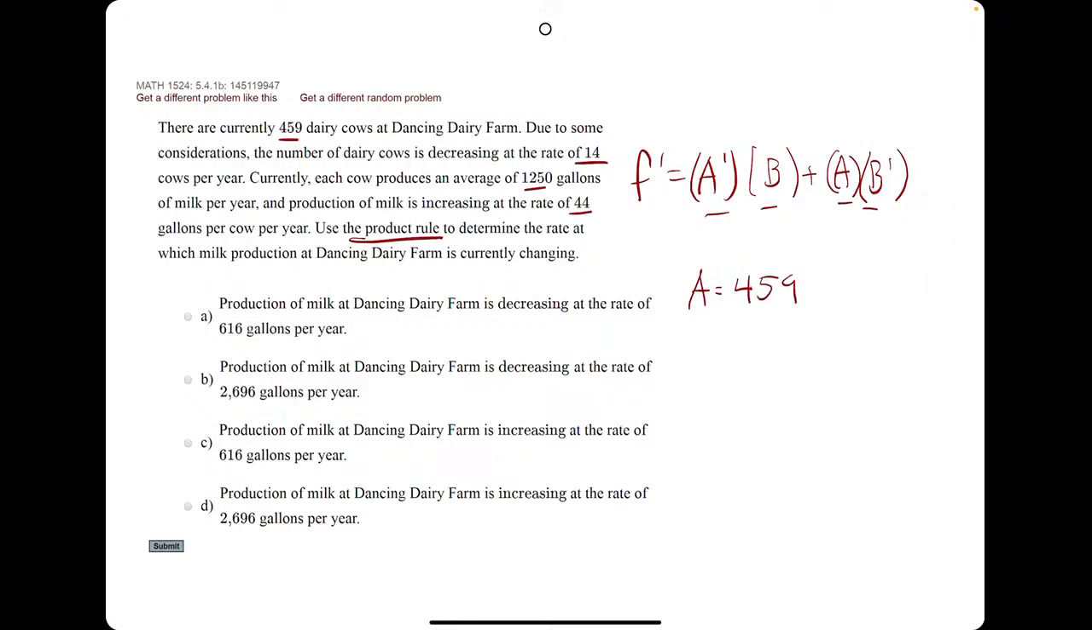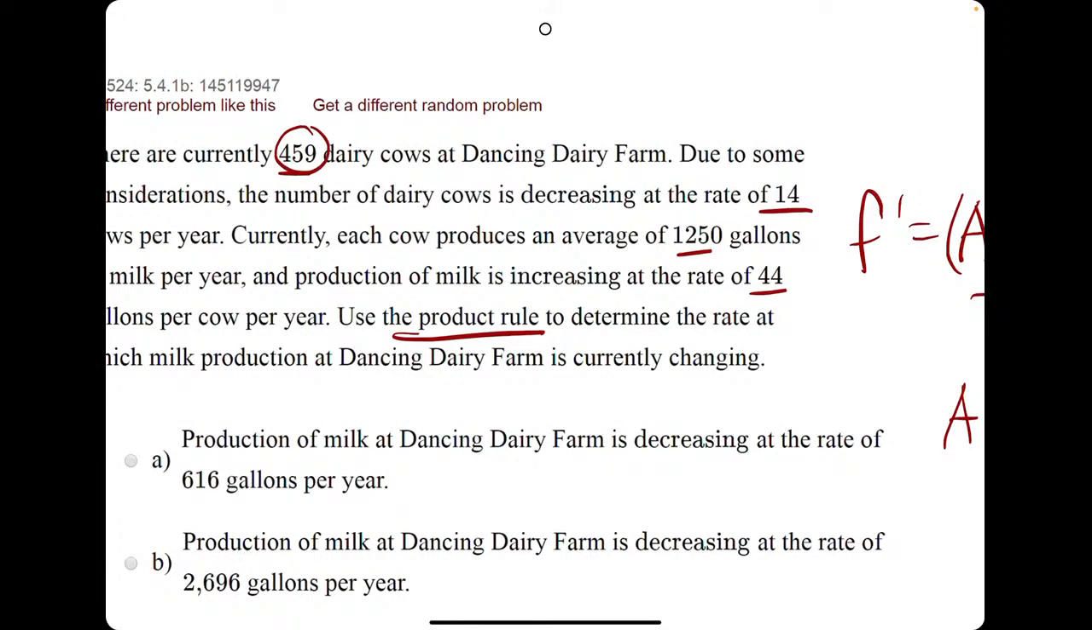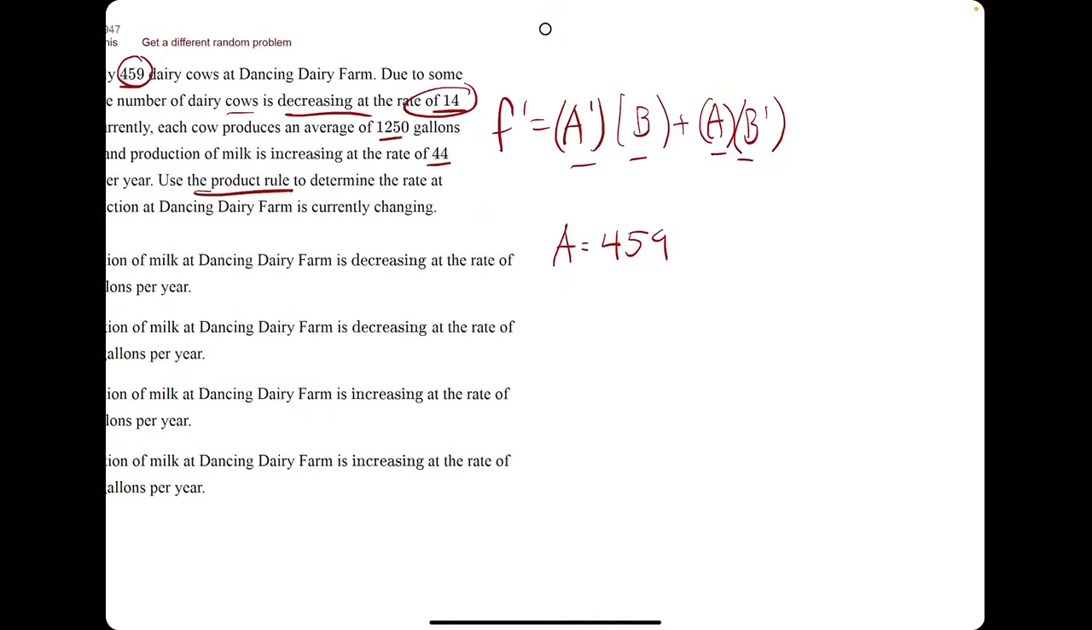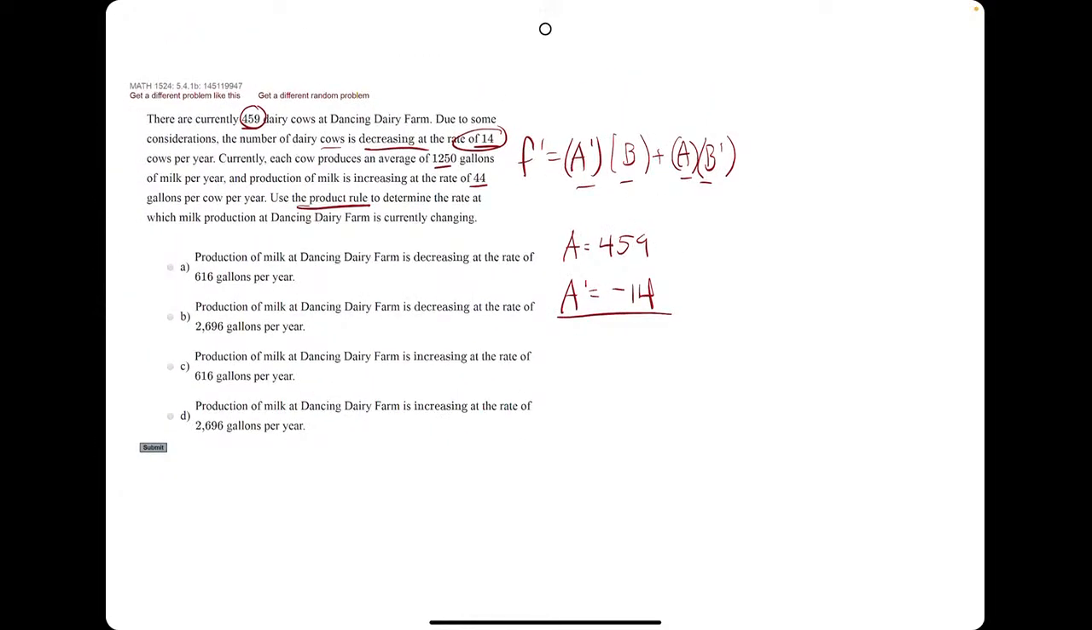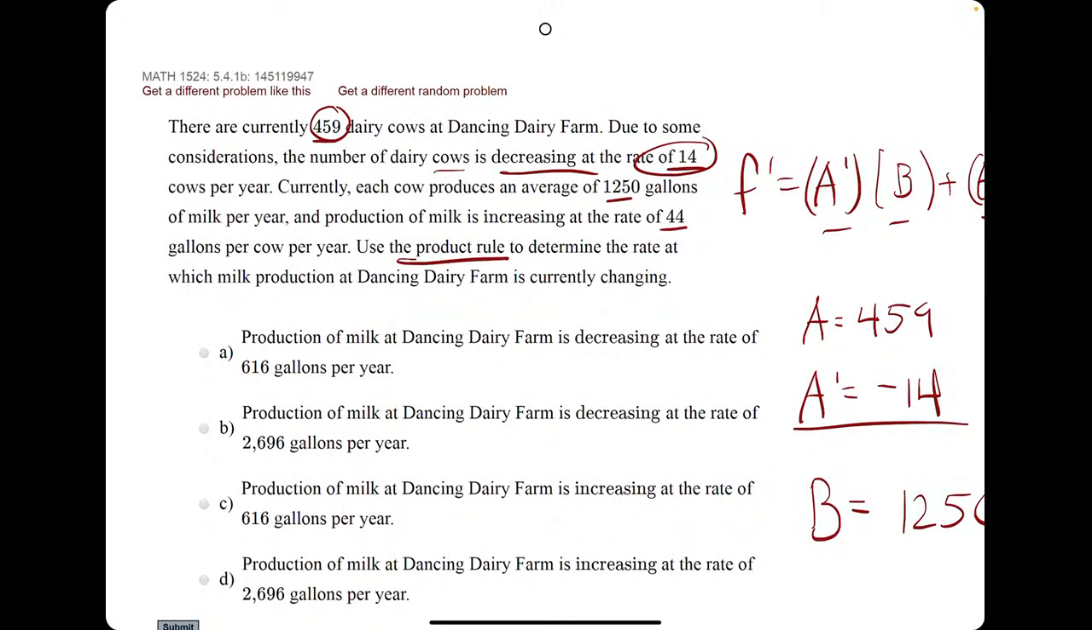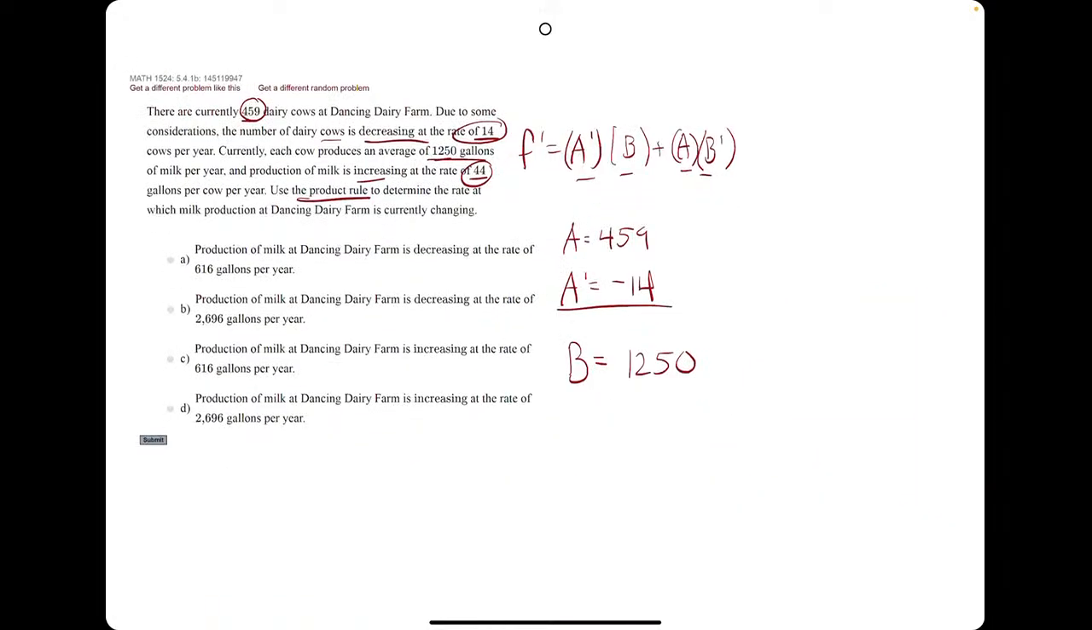So the first one they give us is 459. Then they say that the number of cows is decreasing at a rate of 14. That rate tells us it's a derivative, A prime, and decreasing tells us it's a negative 14. Likewise, B and B prime. B would be the regular amount of gallons, 1250, and then they say it's increasing at 44 gallons per year, or gallons per cow per year. So B prime is just 44.